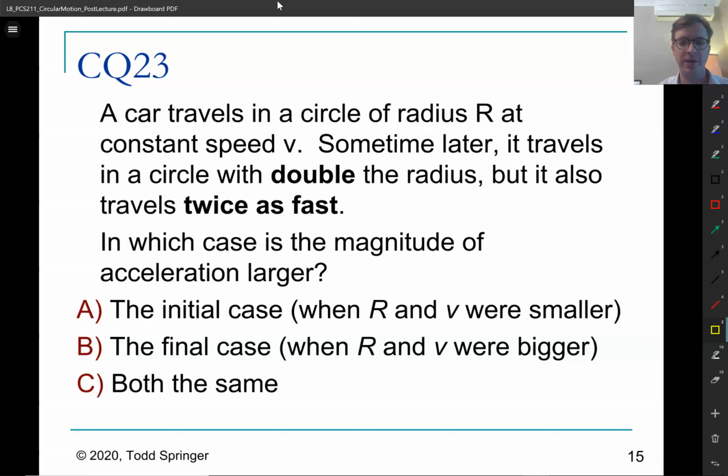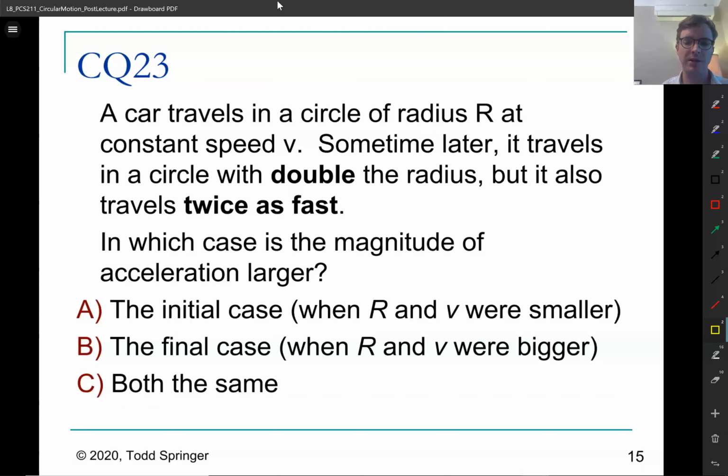Go ahead and pause the video, see if you can wager a guess on this. So hopefully you have your answer now. Which case is it? The common mistake that students usually make when you're starting out is they think it's both the same. Because there's kind of this intuition that, well, if I doubled one thing and then I doubled the other thing, nothing should change.